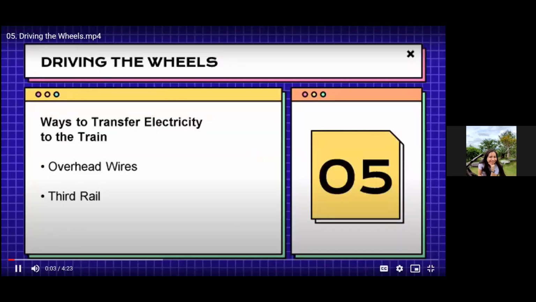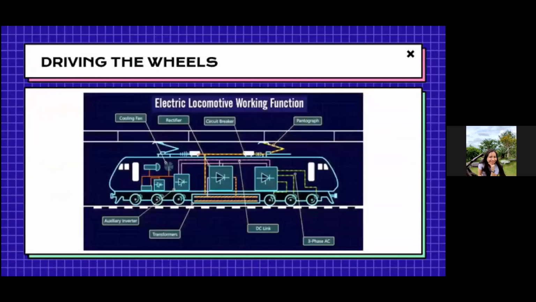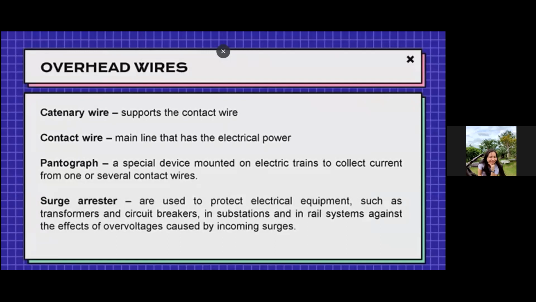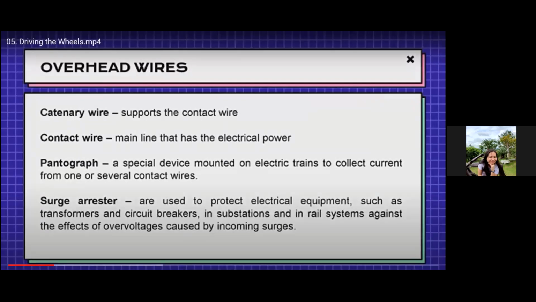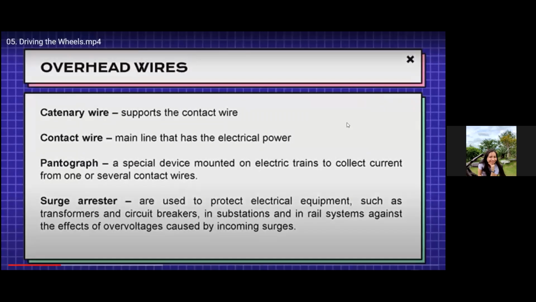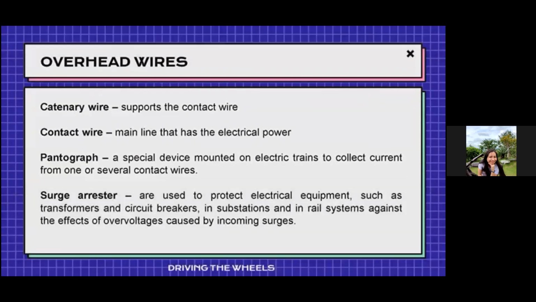Next topic ay yung driving the wheels. May two main ways para ma-transfer yung electric power sa train, yung overhead lines at yung third rail. Ito yung diagram kung paano nagana yung train gamit yung overhead lines. Overhead wires. Yung wires na ito ay yung catenary at yung contact wire. Yung catenary ay yung sumusuporta sa contact wire para maging stable. Yung contact wire naman, yung mismong wire na nagdadala ng electric current na dinidikitan ng pantograph.